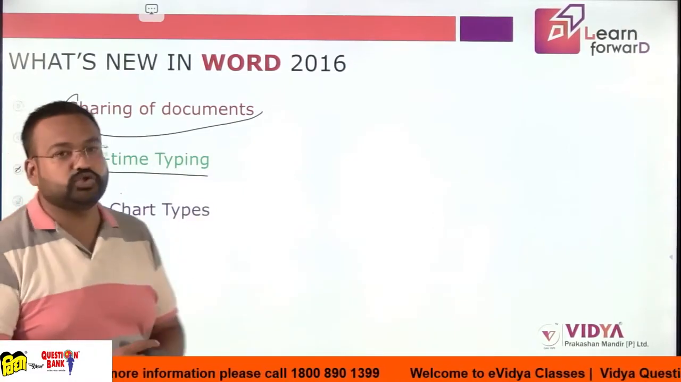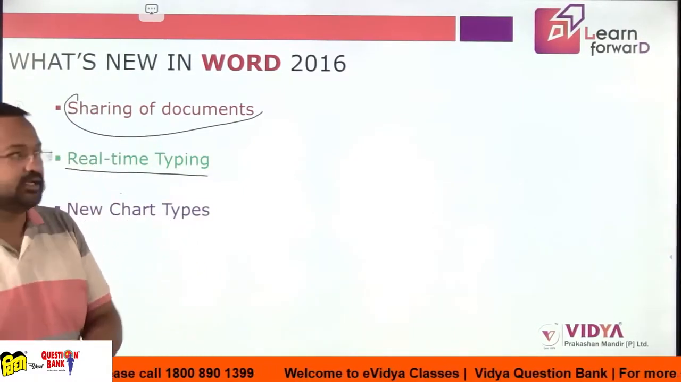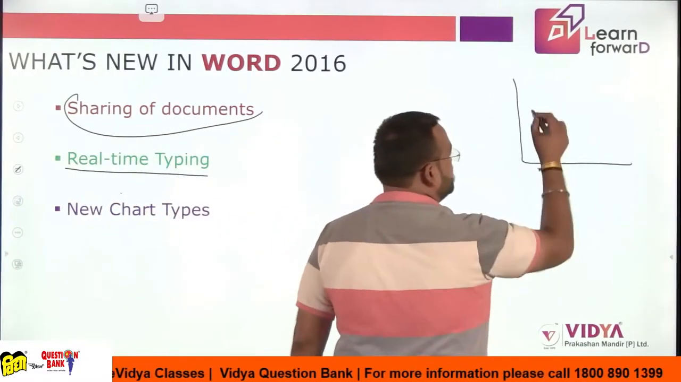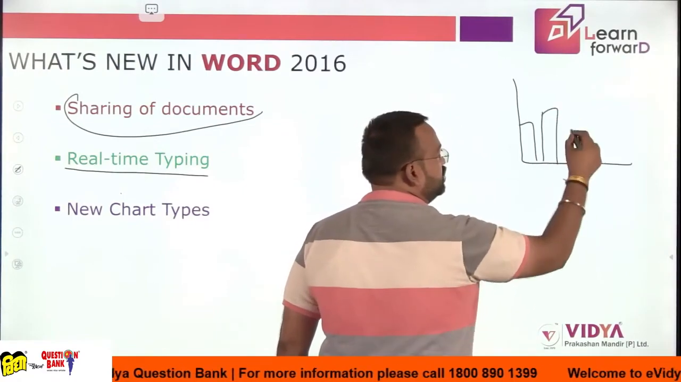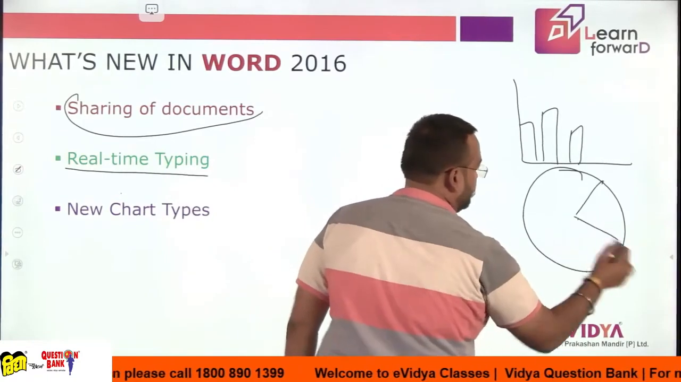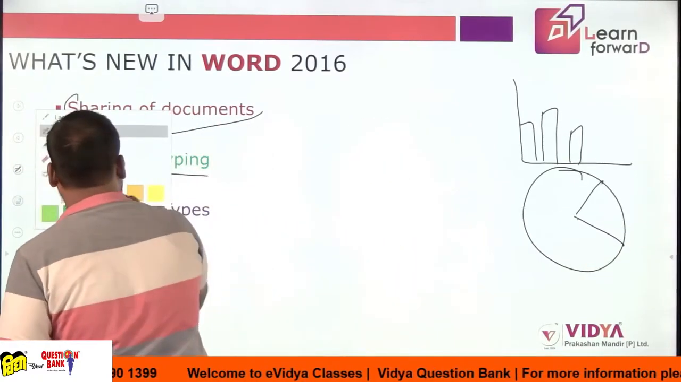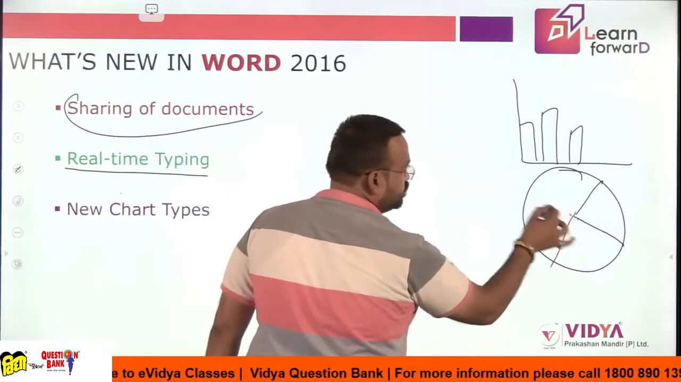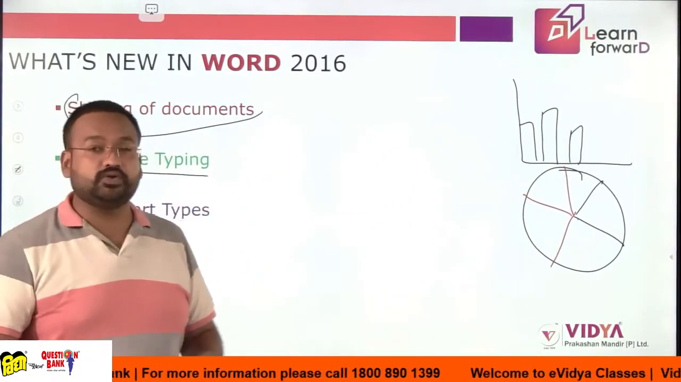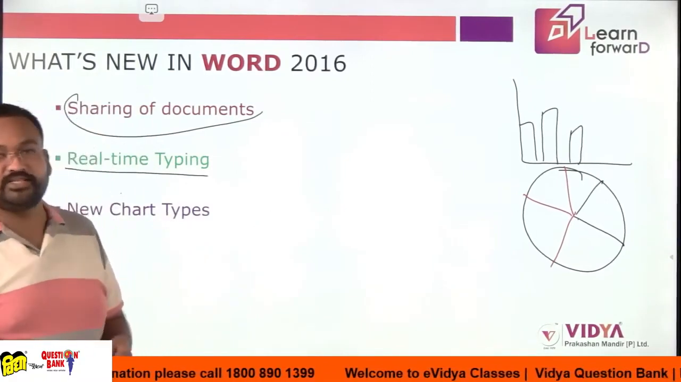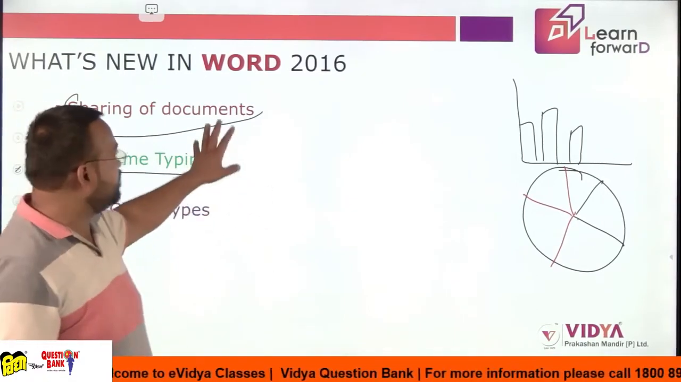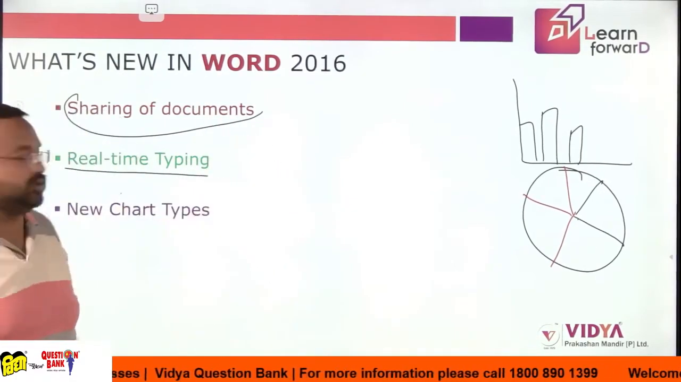Then we have the new chart types. Suppose you have some data that you want to represent in a graphical form, like a bar chart or a pie chart. You can easily create those pie charts and graphs in this Word 2016. It also allows you to create a histogram and a tree map. So these are the different features that can be easily created using this software.